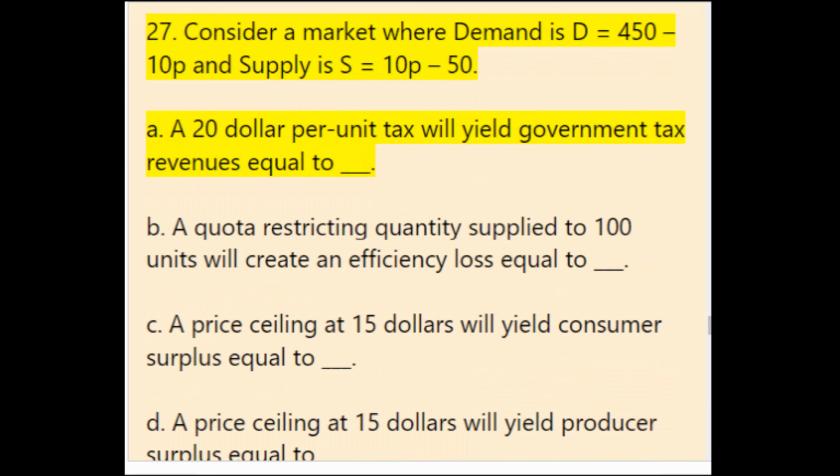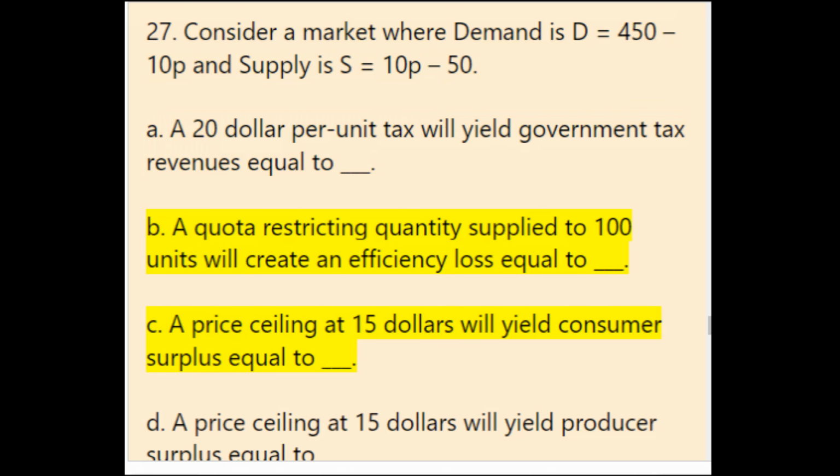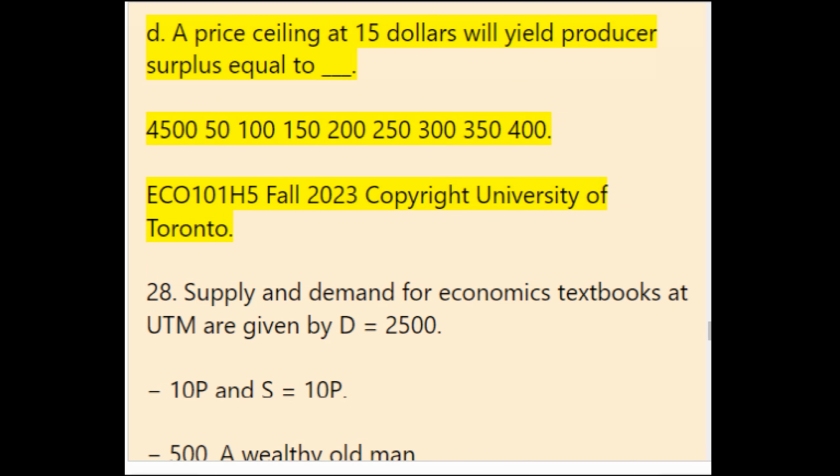27. Consider a market where demand is D = 450 - 10p and supply is S = 10p - 50. A. A $20 per unit tax will yield government tax revenues equal to ___. B. A quota restricting quantity supplied to 100 units will create an efficiency loss equal to ___. C. A price ceiling at $15 will yield consumer surplus equal to ___. D. A price ceiling at $15 will yield producer surplus equal to ___. Options: 4,550, 100, 150, 200, 250, 300, 350, 400.